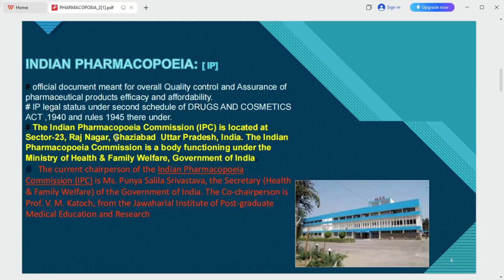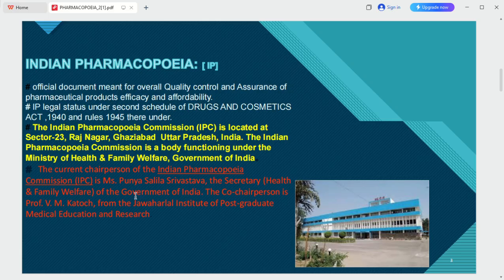Okay. The IPC, what's the full form of IPC? Indian Pharmacopoeia Commission. It's located in Rajnagar, Ghaziabad in Uttar Pradesh. Which state? Uttar Pradesh, UP. The Indian Pharmacopoeia Commission is a body functioning under the Ministry of Health and Family Welfare, Government of India.